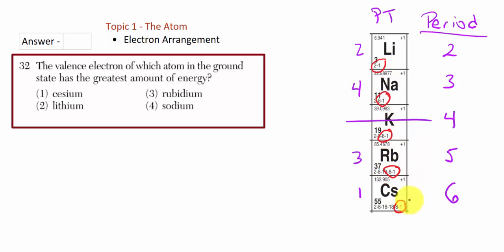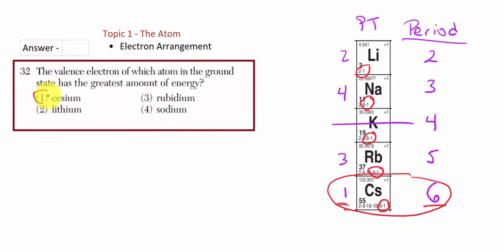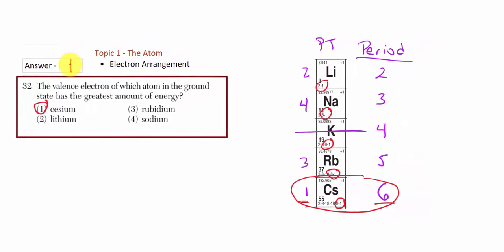But you notice the difference as we go down through the periodic table. That 1 valence electron is further and further away from the nucleus. In fact, in cesium, the valence electron is in the 6th energy level. That's the furthest from the nucleus. Now from basic atomic structure, remember that electrons located further from the nucleus generally have more energy. So our winner is going to be cesium. That's going to be answer number 1. We'll come back and enter answer number 1.